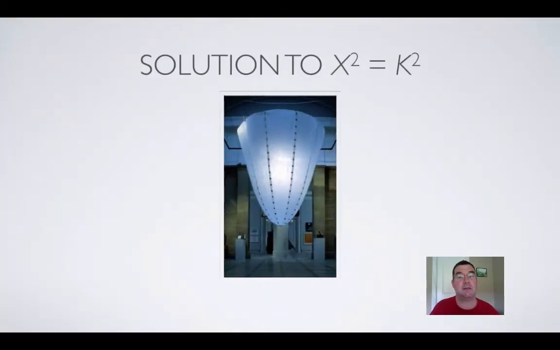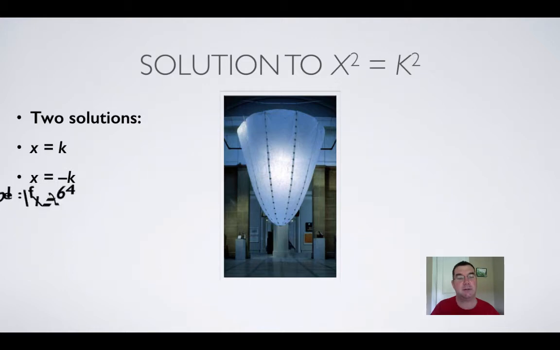We're first going to talk about the very basics of solving this type of equation, and that's when you have x squared by itself on the left and some other constant being squared on the right. If you square root both sides, then you will end up with two solutions. One of them is going to be x equals k, and the other one is going to be x equals negative k, because no matter which one of those you square, you will get k squared. A negative times a negative is positive, and a positive times a positive is positive. So that's why that works.